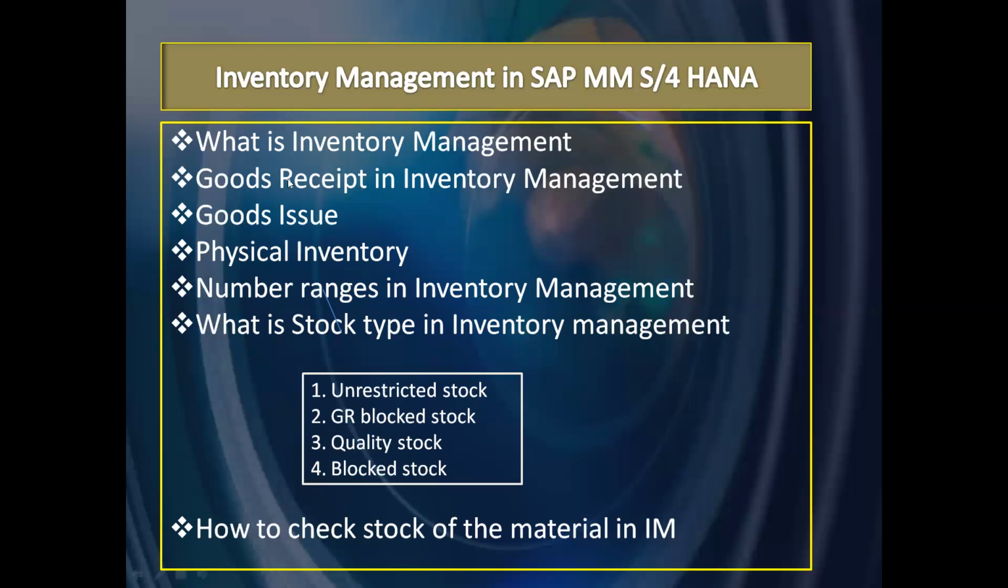Let's start with the receiving part. When we receive the material, that is your goods receipt. Where do we receive it? We receive it in a particular storage location. When we receive the material sent by the supplier, we receive it in a particular storage location or in the warehouse, and we update the same in the SAP system.